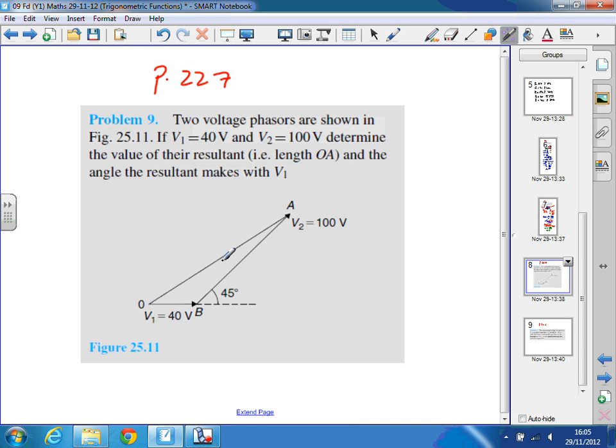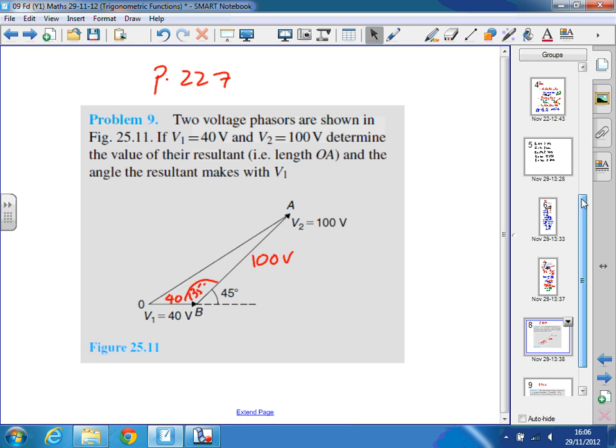Or we can use the cosine rule for a triangle which has got no right angle in it. This triangle's got no right angle in it. And I know from this triangle that the length of this side is 100 volts because V2 is 100 volts. I know the length of this side is 40 because V1 is 40 volts. And I know this angle is 45, so therefore I know this angle here, which is 180 minus 45, 135. And then I can use the cosine rule.